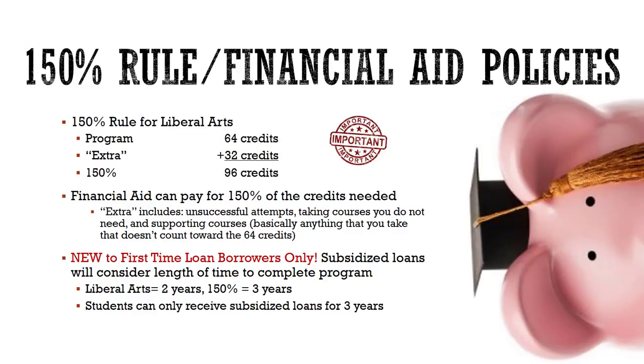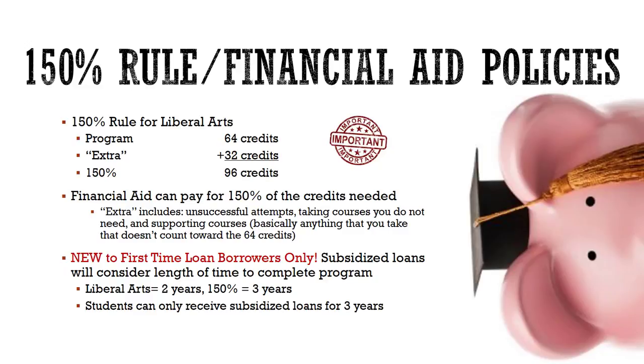Financial aid can pay for 150% of the credits needed to complete your program. For a 60-credit program, this means that you can take 30 extra credits outside of what is published on your program requirement sheet. Extra credits include any course not used in your program, unsuccessful attempts of courses, course repeats, and preparatory courses. If you are a new loan borrower, the length of your program is now examined by financial aid.